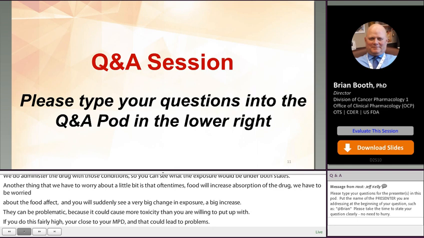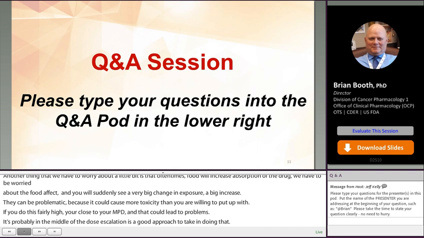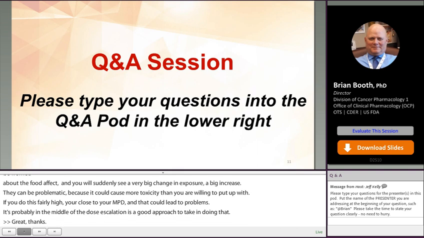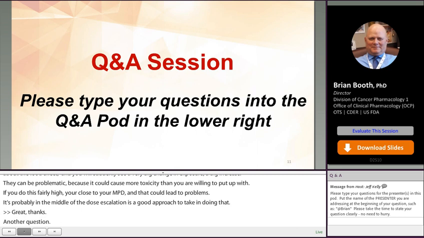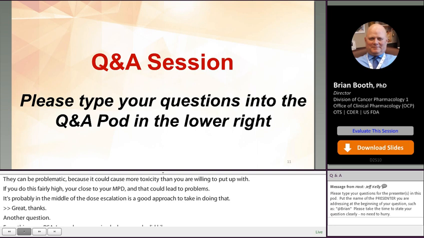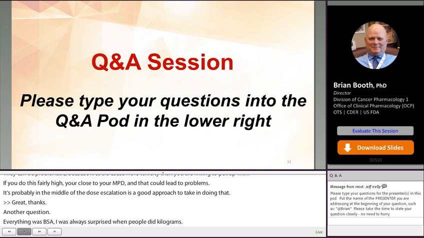Great, thanks. Here's another question. As a pediatric oncologist, everything was BSA. I was always surprised when people did kilograms. But the question is, can you please comment on flat dosing versus BSA or weight-based dosing? What are some considerations?